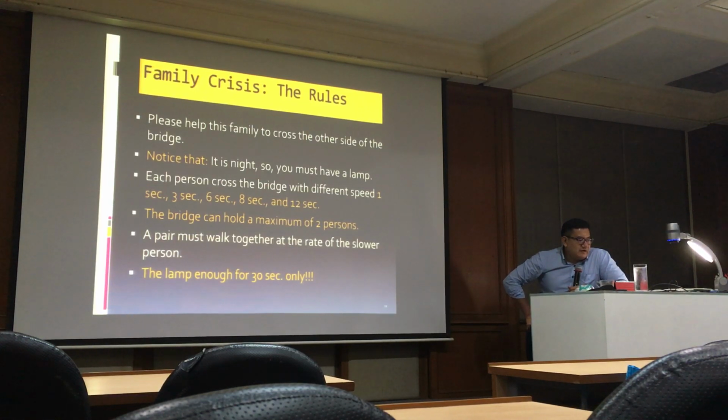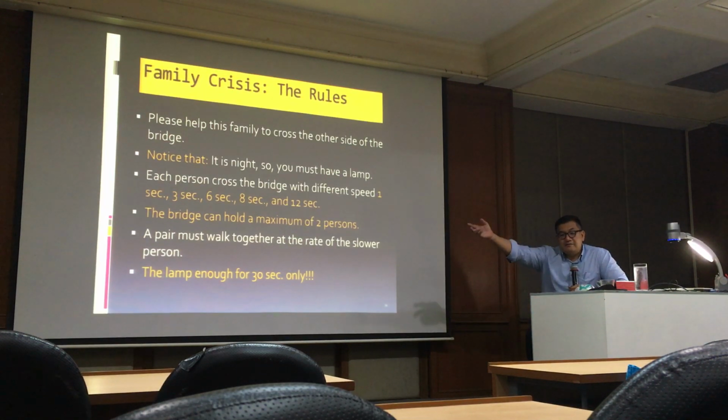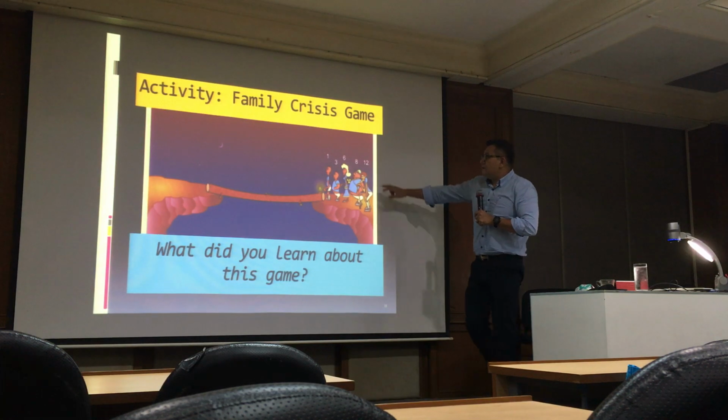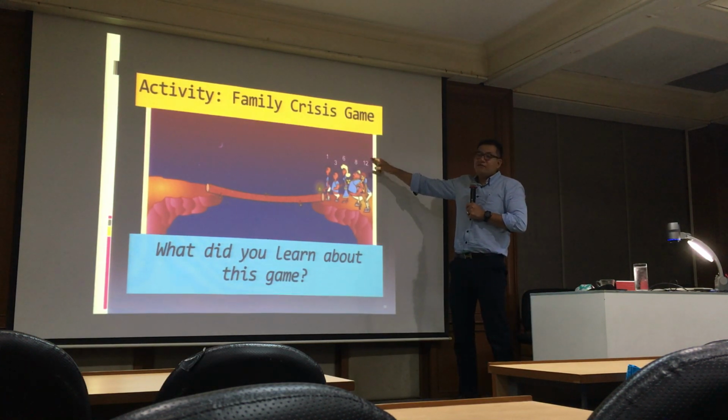Please make sure that when you start, the lamp is going to be available for just 30 seconds. Every time you cross the bridge, you need to carry the lamp. And the bridge can carry a maximum of 2 persons. If 2 persons cross the bridge, they count the slowest one. For example, look at the number at the top of each family member. This is the time they need to cross from the right side to the left hand side. Let's say the old one uses 12 seconds to cross from this to this.